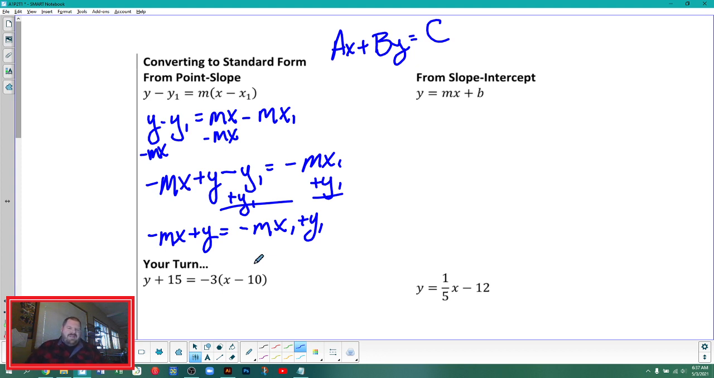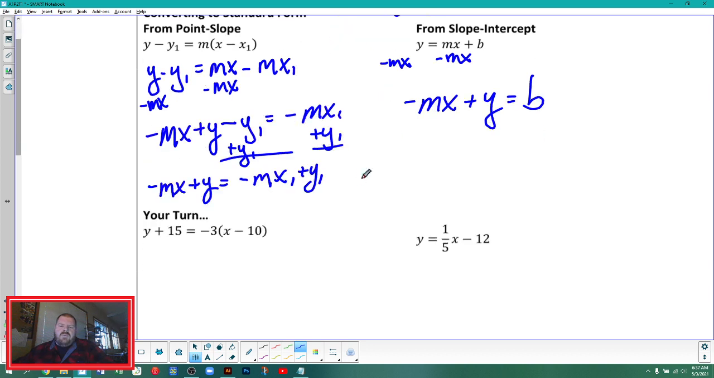But one of them has ones, the other one doesn't. So it's just the layout of that one that's kind of interesting. And then this one in slope-intercept form, all I need to do to get x and y on the same side is subtract mx from both sides, or move my mx over. So I get negative mx plus y equals b. All right, so then I have x and y on the same side, and that was my goal.